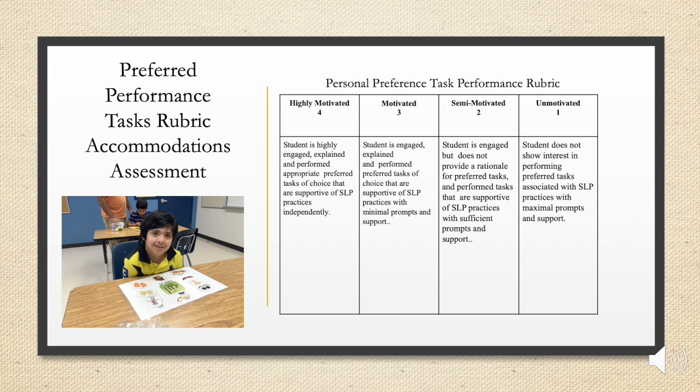The preferred performance task rubric serves as an accommodation assessment for students with disabilities, English language learners, and gifted students. Students will be given the option of creating a preferred task to contribute to the SLP. This assessment ensures that all students can contribute to composting and gardening tasks related to the service learning project.